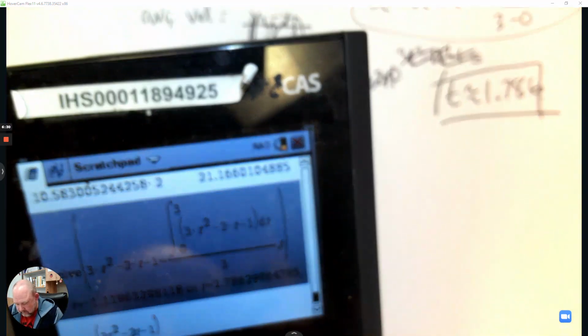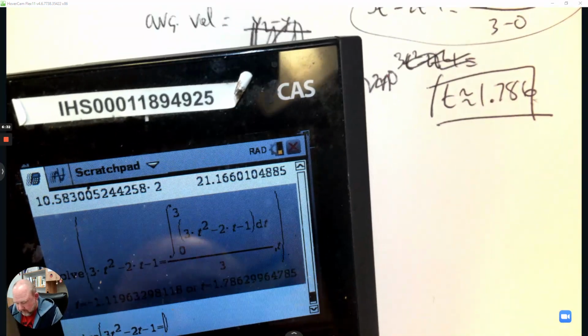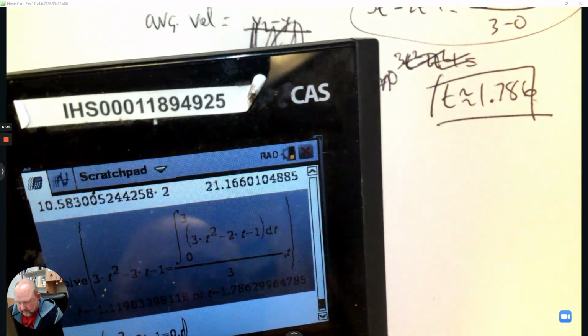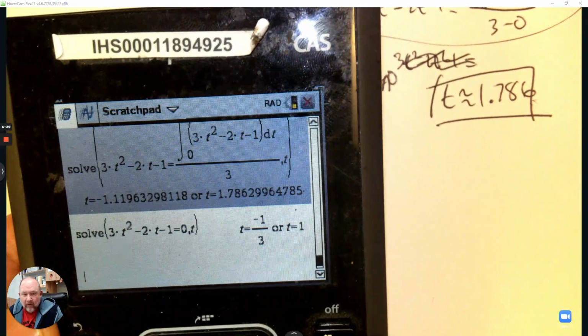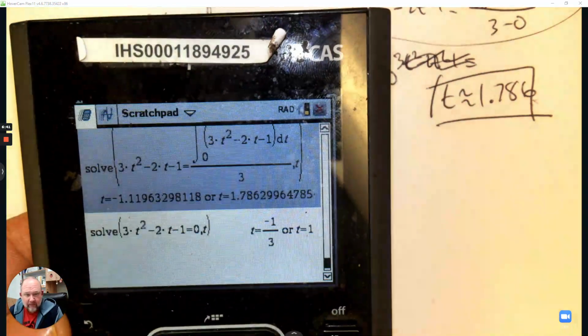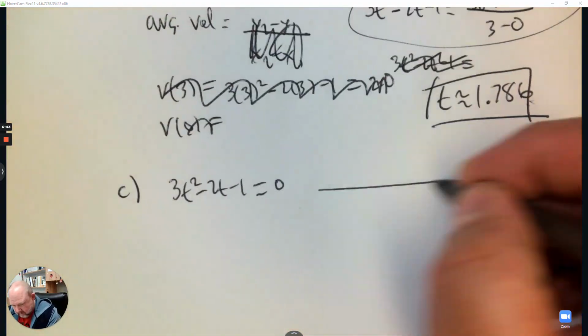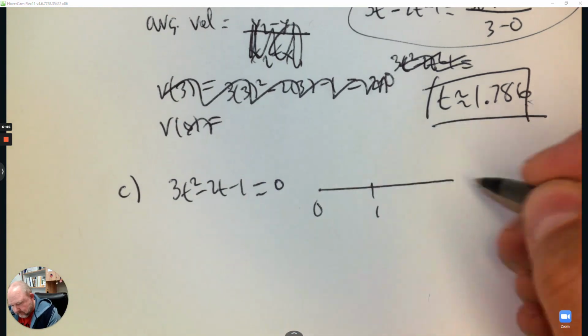Comma t. So we got negative 1/3 and 1. Well, t can't be negative, so it can just be the positive 1. And it's going from 0 to 3.